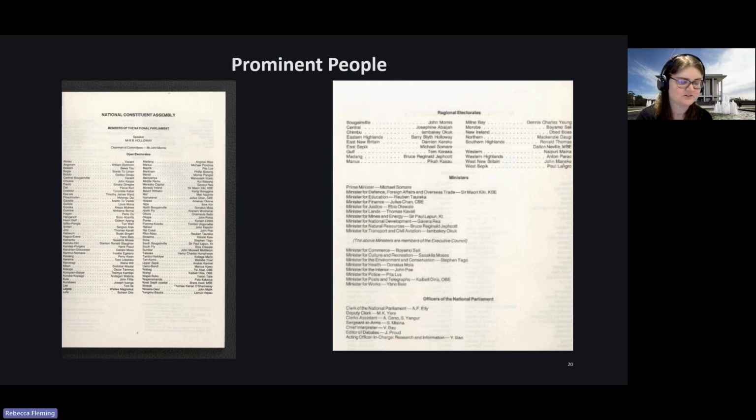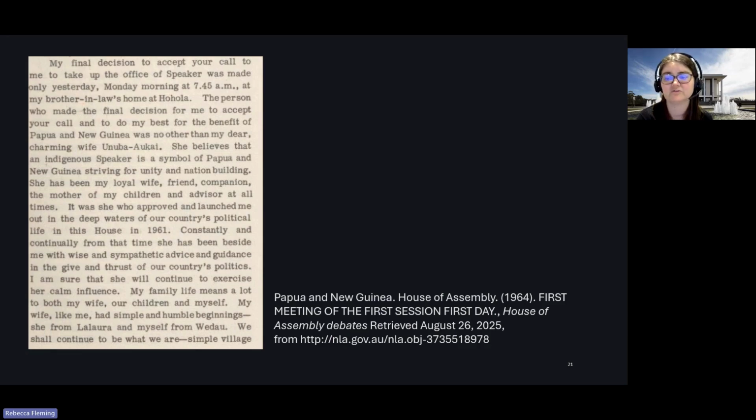Another example of a speech from a prominent figure is this extract from Sir John Geyser's acceptance of the role of Speaker in the House of Assembly in 1964, prior to independence. And I just pulled this quote out because I liked that he made reference to the importance of his wife in making that decision. He said, "The person who made the final decision for me to accept your call and to do my best for the benefit of Papua New Guinea was no other than my dear and charming wife, Unubu Akai. She believes that an Indigenous Speaker is a symbol of Papua New Guinea striving for unity and nation building."